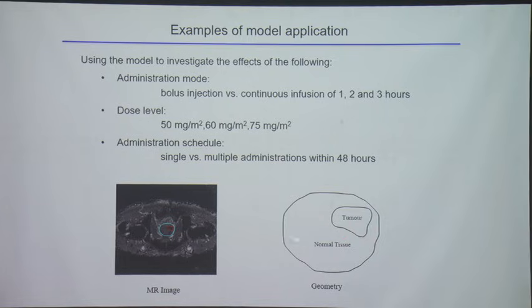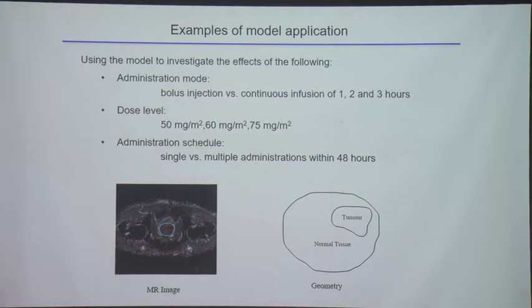And then when you build a 2D or 3D model, you can't just isolate the tumor. You usually have to include the surrounding normal tissue to a certain extent, so that it allows you to prescribe some sort of boundary condition at the interface between the tumor and the normal tissue. And then you use the model to compare different treatments and administration modes. For example, for a given drug, it can be administered through bolus injection or continuous infusion over different durations. And you can use different dose levels.